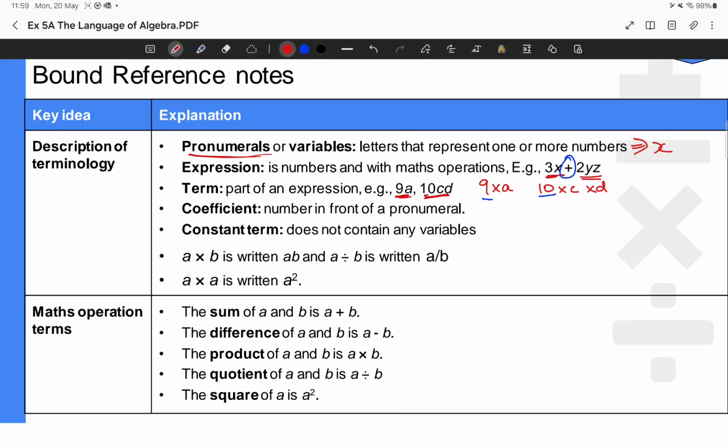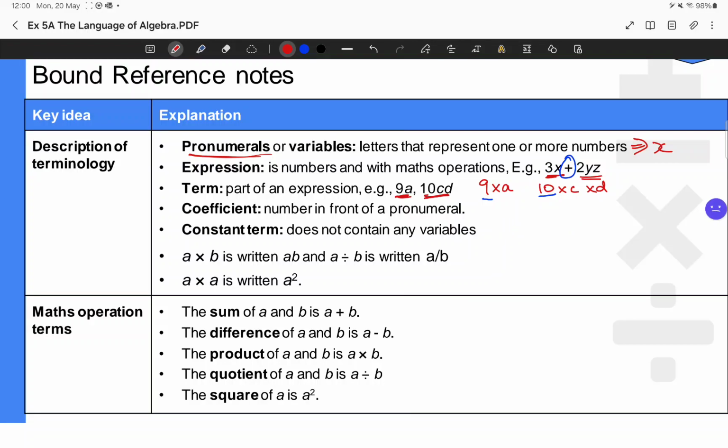And then, lastly, we have constant. A constant term does not contain any variables or any pronumerals. For example, 5 is always just going to be 5. It's constant. Whereas if you have 5x, x can be any number. So that means it can change to, let's say, 5 times 1, or 5 times 2, or 5 times 100. It can change. Whereas 5 is just always 5.